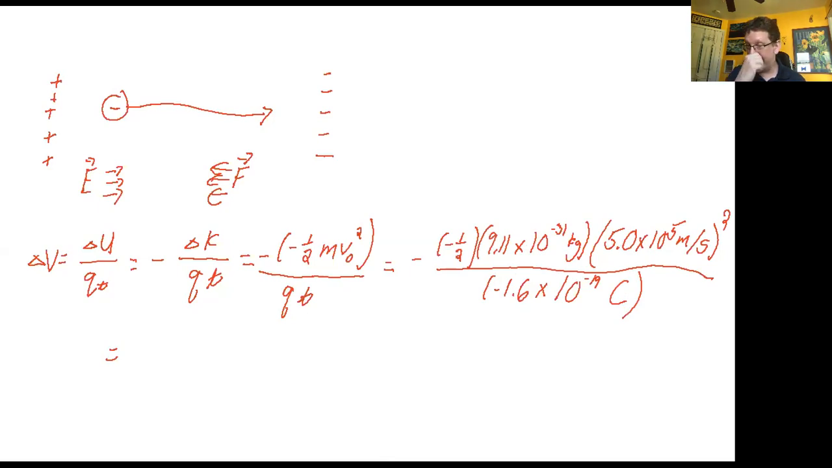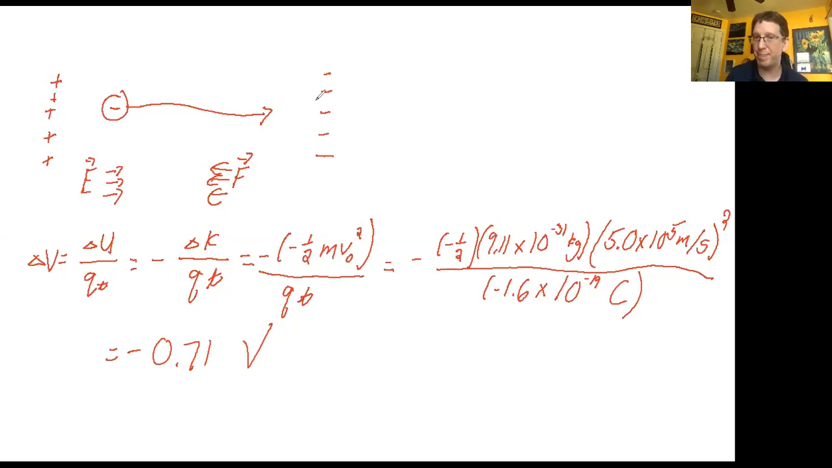So notice you have three negative signs, so two of them cancel out, so you still have a negative. So you have a negative, and then you plug in the numbers. That's half times the mass of the electron times the velocity, which we're given, squared, and then divided by the charge of the electron. And you get negative 0.71 volts. And so that is the potential difference.